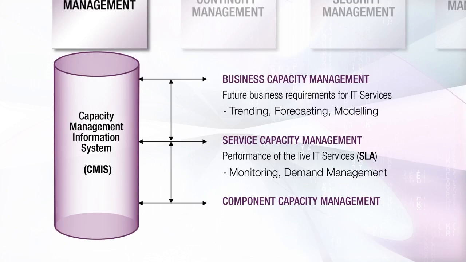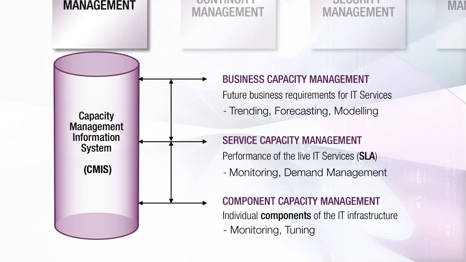The Component Capacity Management sub-process focuses on the management, control, and prediction of the performance, utilization, and capacity of individual IT technology components. It ensures that all components within the IT infrastructure that have finite resource are monitored and measured, and that the collected data is recorded, analyzed, and reported.